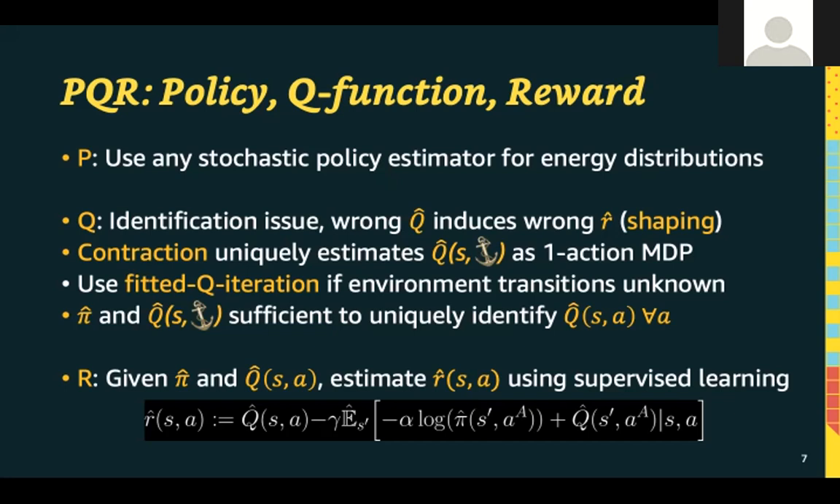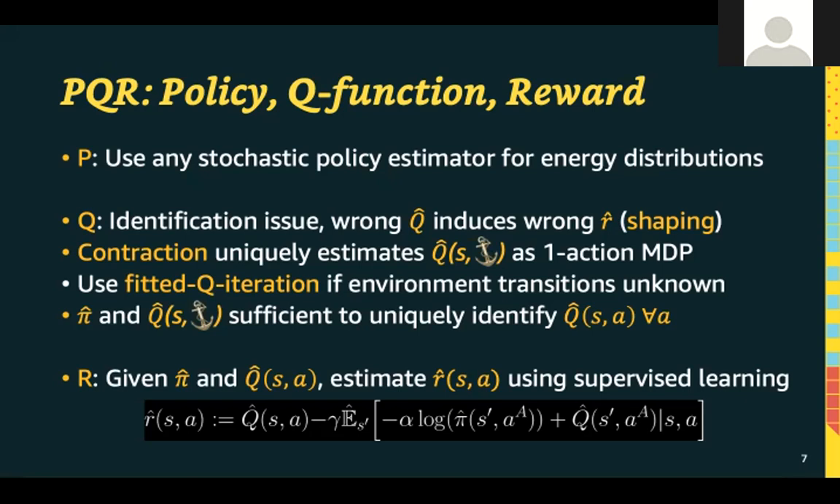So this particular method is called fitted Q iteration, and the previous speaker did mention that in his talk, right? And so we use fitted Q iteration if the environment transitions are unknown. Now what we end up with is a policy and a Q function for every state action tuple. These turn out to be sufficient to uniquely identify a Q function for every state action tuple.